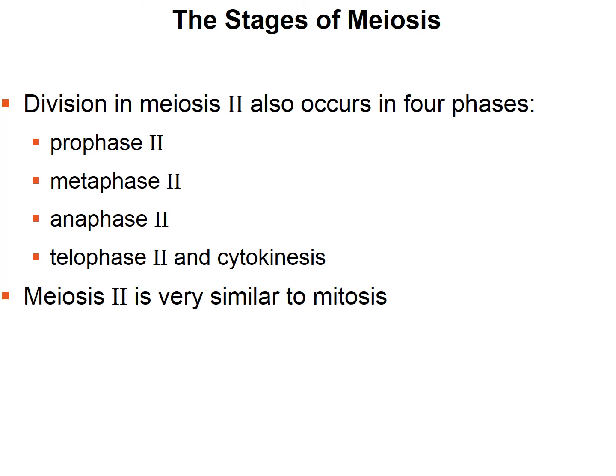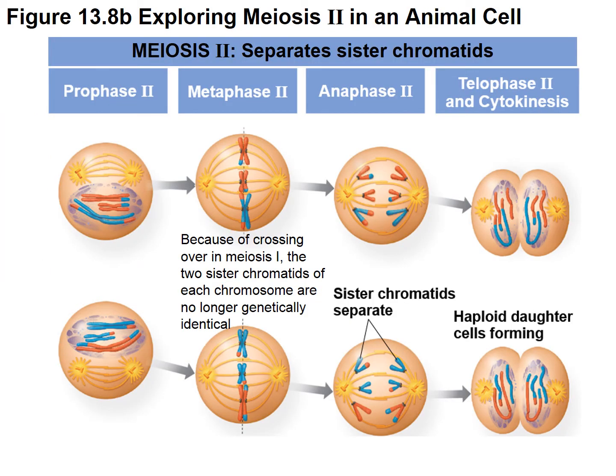Now, when we look at meiosis 2, that also occurs in 4 phases, and they have the same name as in meiosis 1, only they're followed by a 2. So you have prophase 2, metaphase 2, anaphase 2, and telophase 2 and cytokinesis. And meiosis 2 is very similar to what happens during mitosis. Figure 13.8b shows the different stages of meiosis 2, and as you can see, they're very similar to what happens during mitosis.